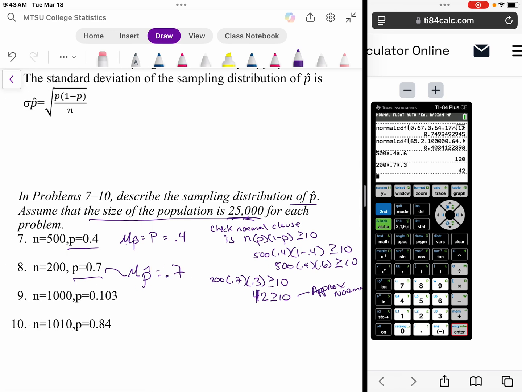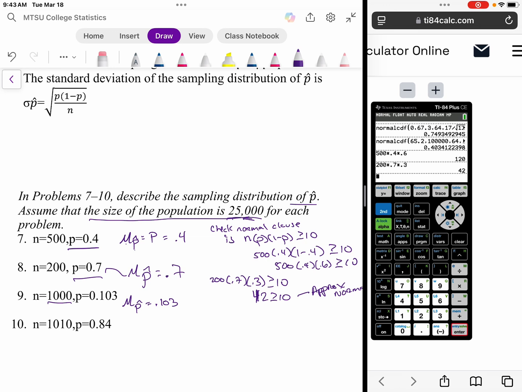All right. Sample size is 1,000. So first, mean of the sampling distribution p hat is 0.103. That's the first thing I need to say. That's the mean.